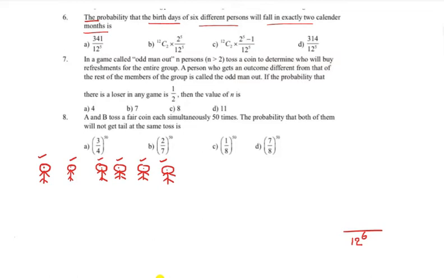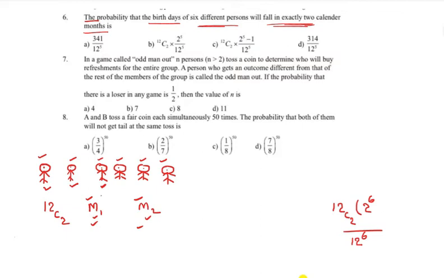The birthdays of 6 different persons will fall in exactly 2 calendar months. That's why from 12 months, select any 2 months. Suppose I selected M1, M2. Now the first person has 2 options. The second person also has the same 2 options. The third person also has the same 2 options. First of all, we selected 2 months from 12 months. Now everyone has 2 options.